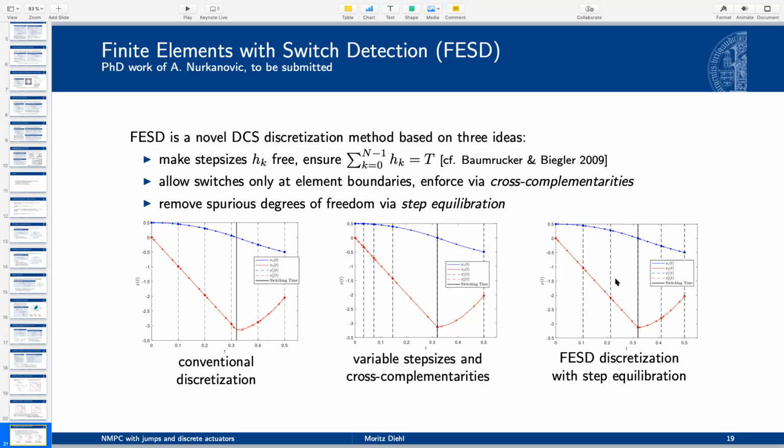And we basically say the step size at one interval should be equal to the step size of the other interval, but only if there is no jump; if there is a jump, there is no need that they should be equal. So that's what we impose here. And we call that step equilibration. And that's actually helping you to avoid these additional degrees of freedom.